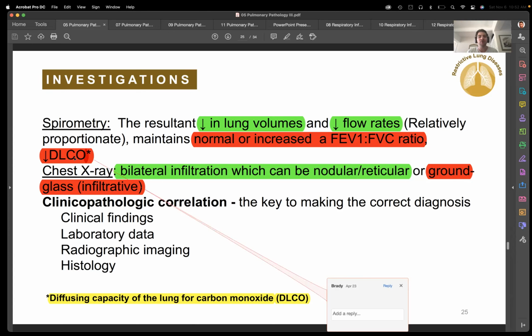And like we talked about before, this diffusion limited carbon monoxide is going to go down. What that means is there's literally a problem in that diffusion gradient, that little area where oxygen and carbon dioxide are crossing from the blood to the alveoli. Okay, so that's a big thing there. That's how you differentiate it. Whenever I do these, that's the first thing I do. Is it obstructive or is it restrictive? And then I go from there.